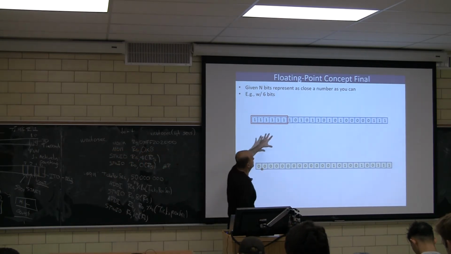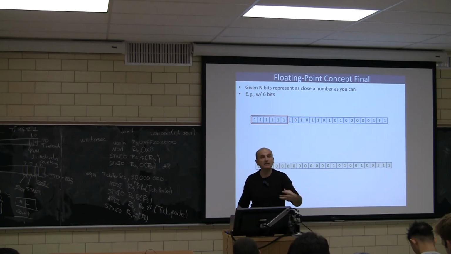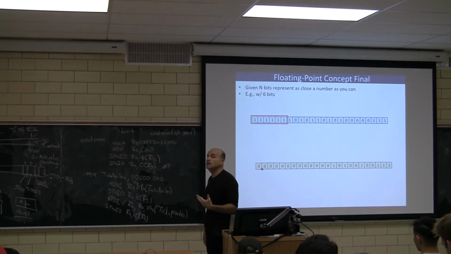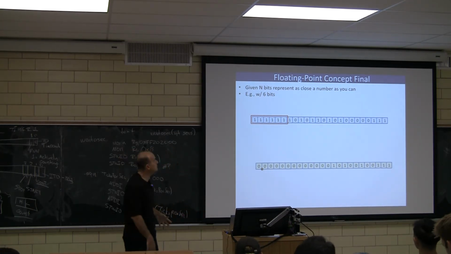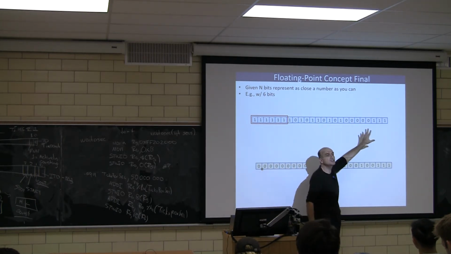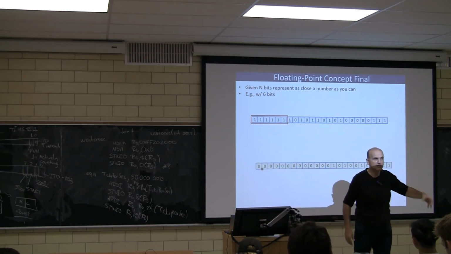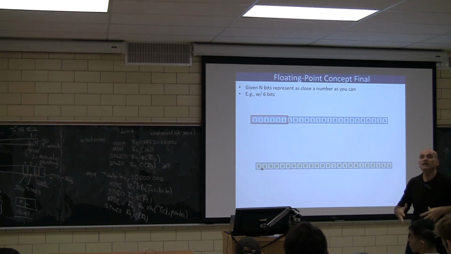So I have this number, and because I only have 6 bits of significance that I can represent, I'm not going to be able to represent the exact number you want. I'm going to be able to represent something that has these upper 6 bits, and everything else is going to be assumed to be 0. This is a compromise. So floating point representation is, by definition, not precise.